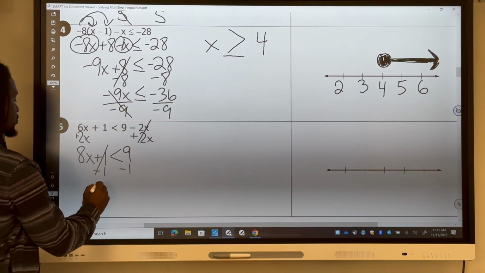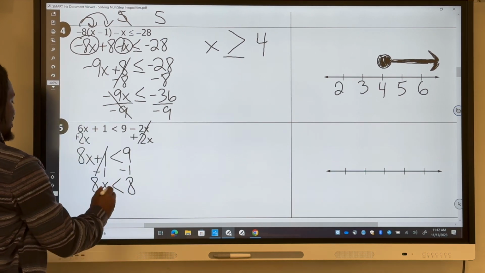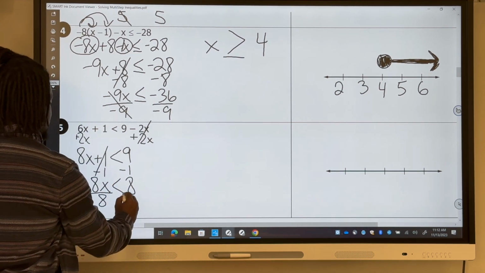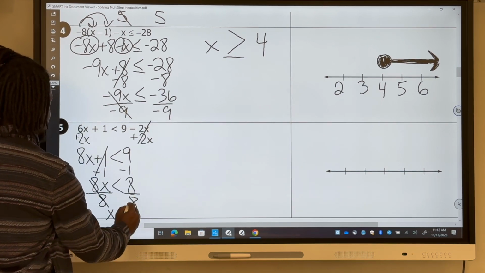Subtract 1 on both sides. 8x. Then divide by 8. The 8's cancel. x is less than 1.